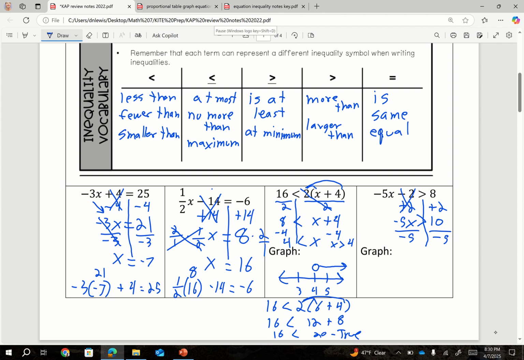And I just said divide by negative 5, so that means I need to flip my sign. I'm dividing by a negative. I get x is less than 10 divided by negative 5. That's negative 2. So our graph, I'd have a point at negative 2. X is less than negative 2, so I'll point at numbers less than negative 2, and I'll leave it open because it's not equal to negative 2 and less than, it's just less than negative 2.